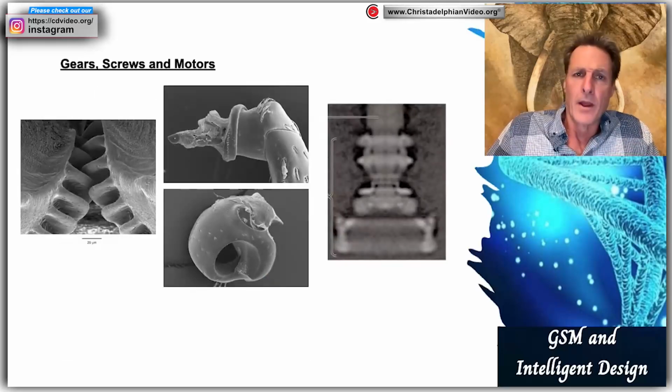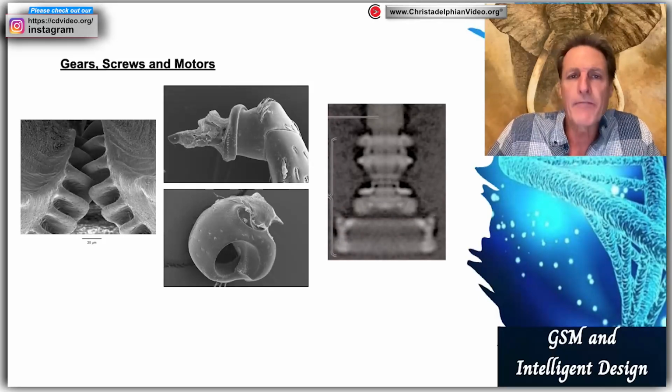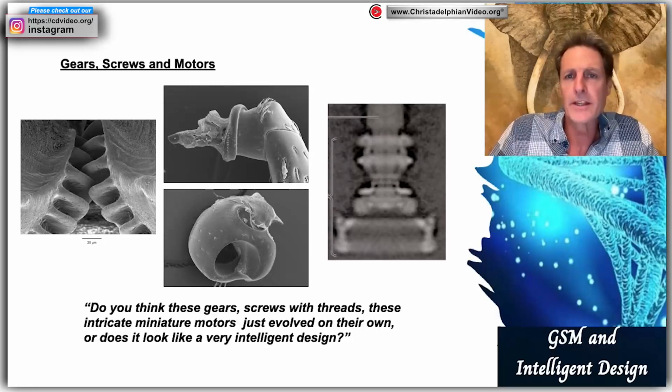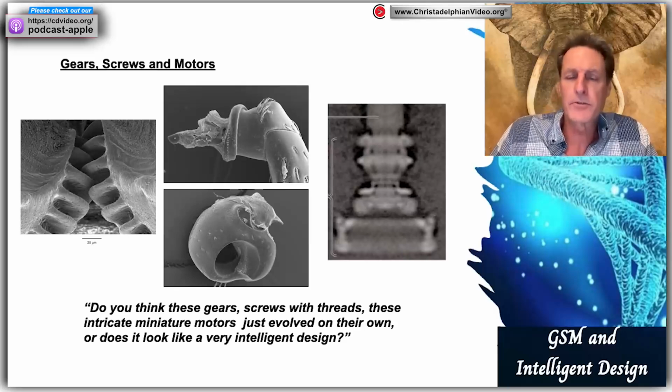And so we have looked at three very different creatures or organisms, each with incredible mechanical functioning parts. And we have to ask ourselves that question again. Do you think these gears, screws with threads, these intricate miniature motors just evolved on their own? Or does it look like a very intelligent design? So let's close with three passages from Scripture to really sum up our thoughts.